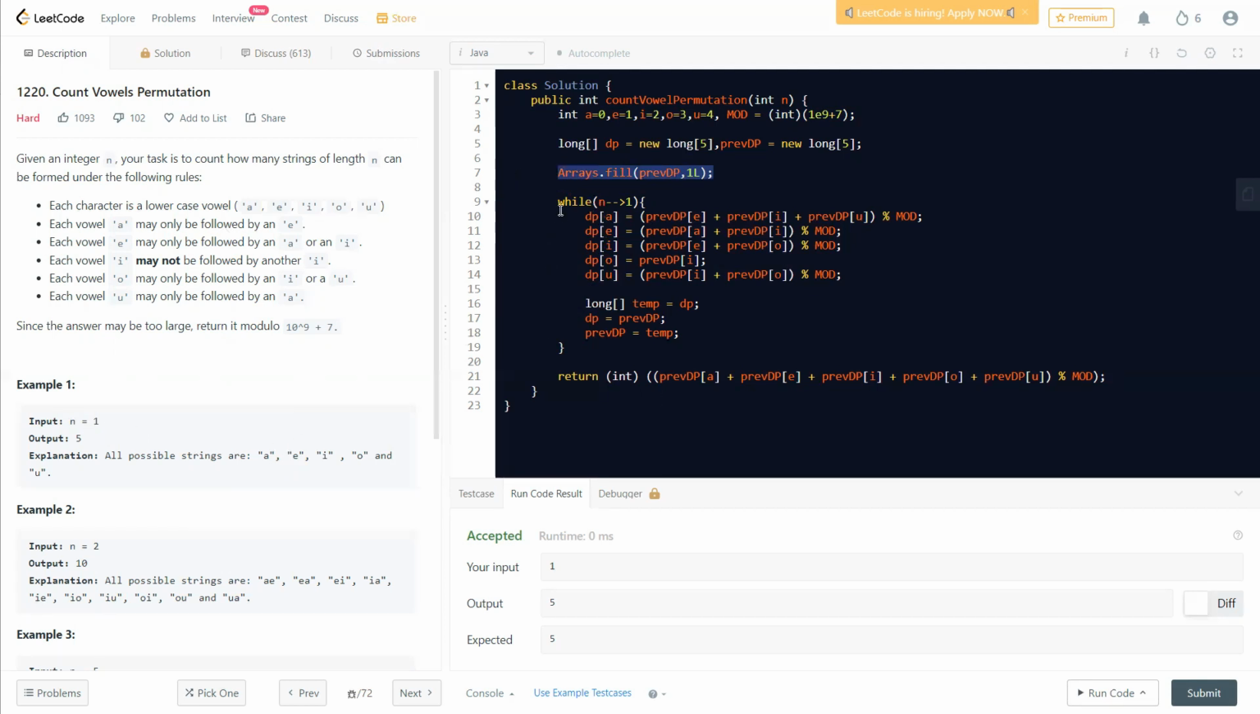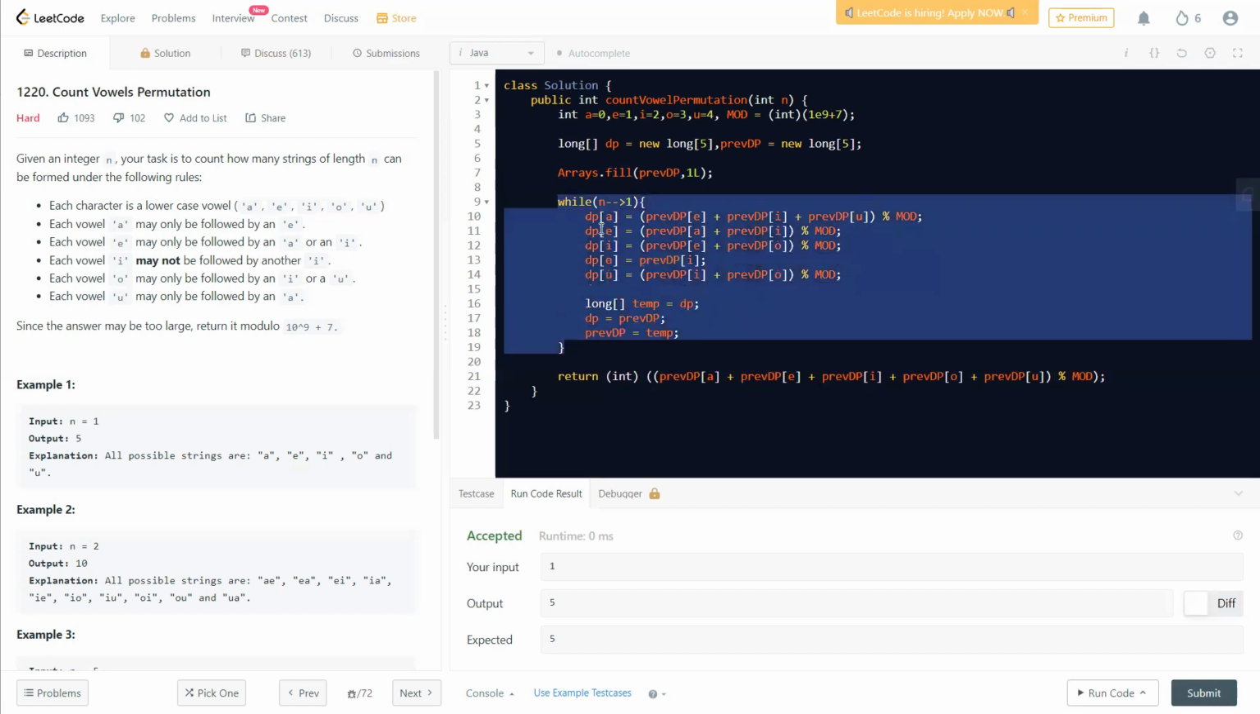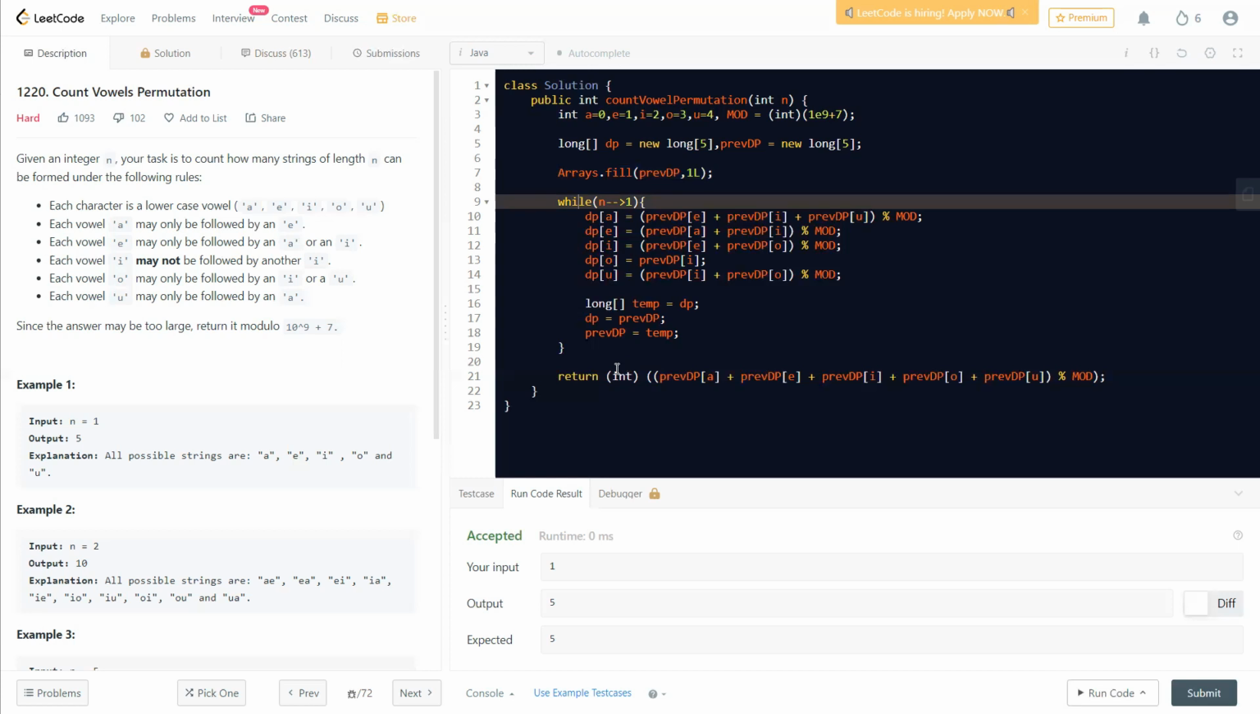In the next step, we have n minus minus greater than 1. So we are doing this while loop till n is greater than 1. If n is less than or equal to 1, we don't want to do it. If it is equal to 1, it will not enter this loop. Then it will simply sum all the previous a, e, i, o, and u, take the modulo, and return it as an integer. Since we are taking it as a long type array, we just return it as an integer. So that was the whole idea.